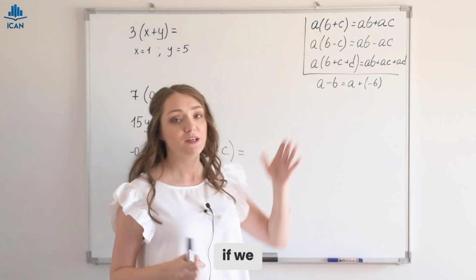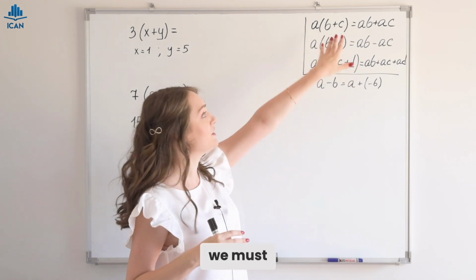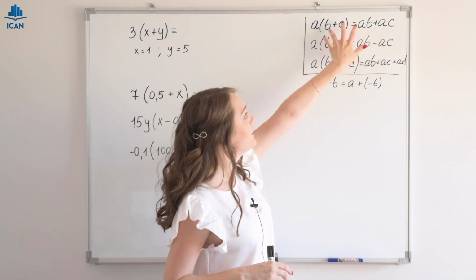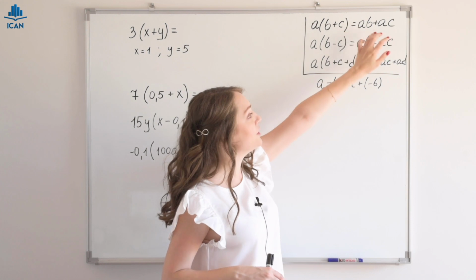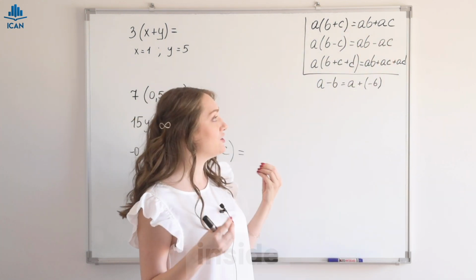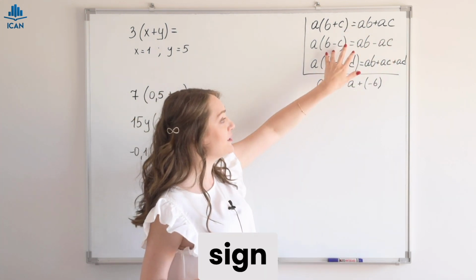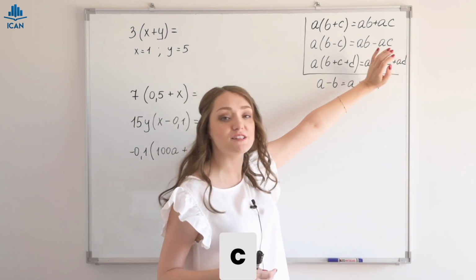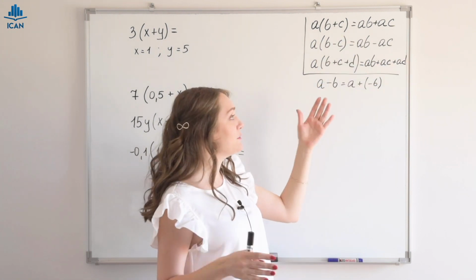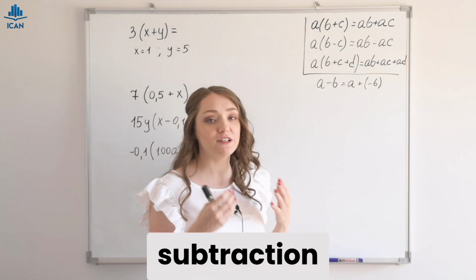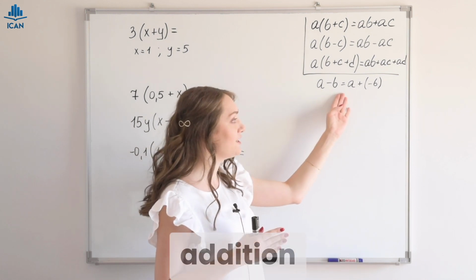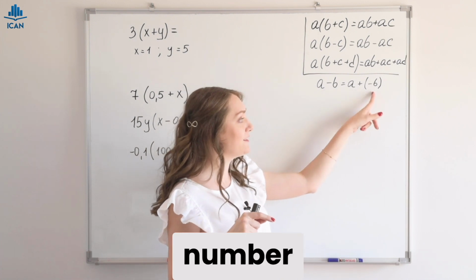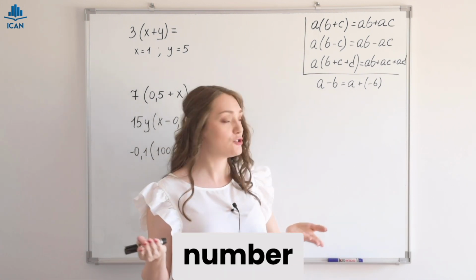For instance, if we bracket out a from a sum, we must multiply a by each of these terms, b and also c. When there is a subtraction inside the bracket, we simply keep the sign when multiplying by the number. In reality, subtraction, as you might remember, is the same as addition, except that what comes with a minus sign is like we're adding a negative number.